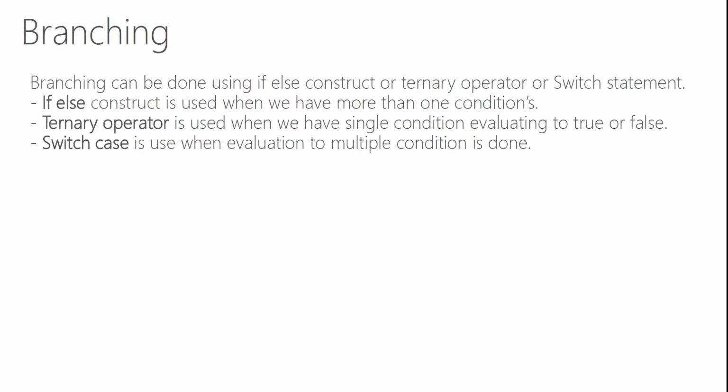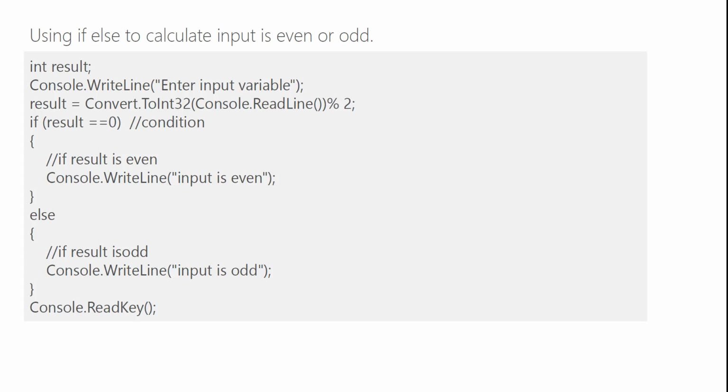Branching. Branching can be done using if-else construct or ternary operator or switch statement. We will know further in the next slide. First, if-else construct is used when we have more than one condition. Ternary operator is used when we have a single condition evaluating to true or false. Switch case is used when evaluation of multiple conditions is done.